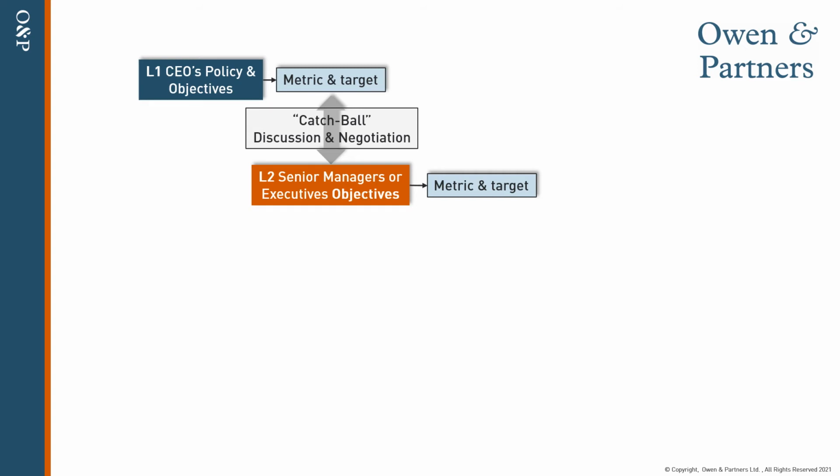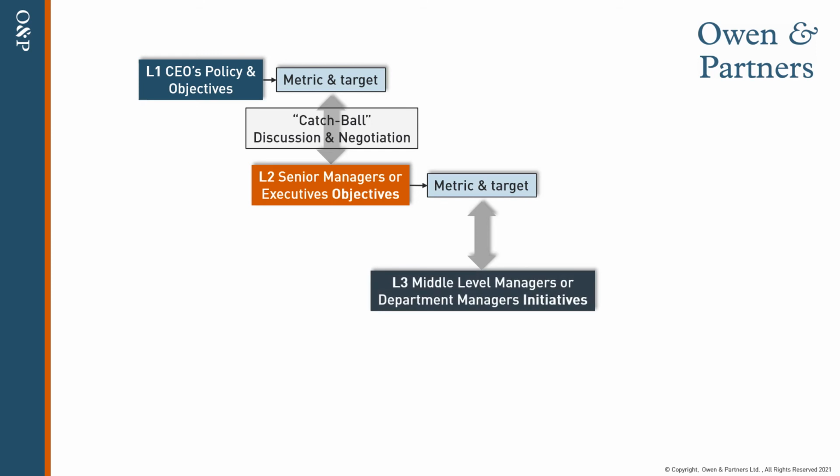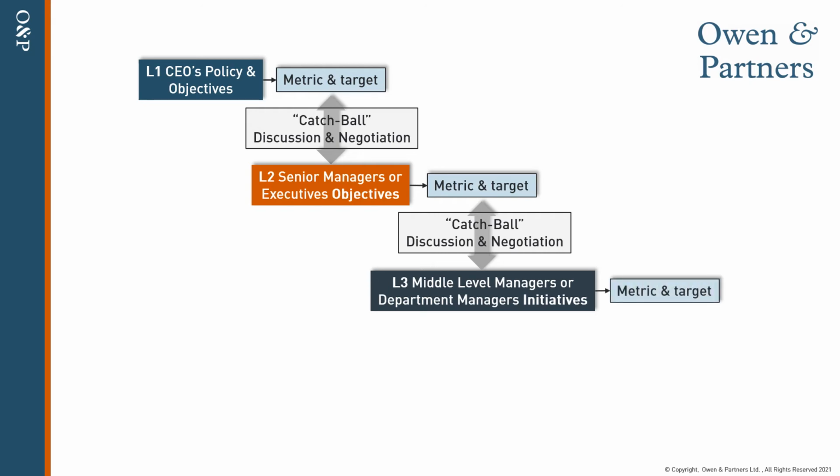These metrics and targets are then given or cascaded down to the next level in the organisation, usually mid-level managers or department heads. Again, after some discussion and negotiation, they will decide which level 3 initiatives they will work on to achieve the targets which have been given to them, and in turn, they set the metrics and targets which determine the successful achievement of their objectives, and so on.